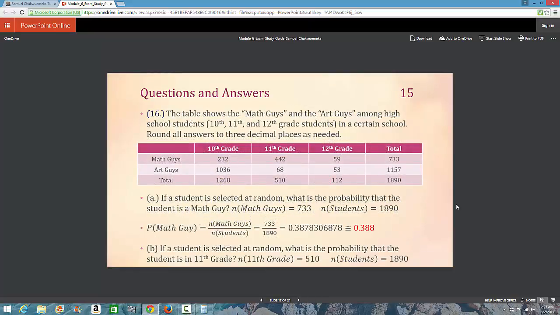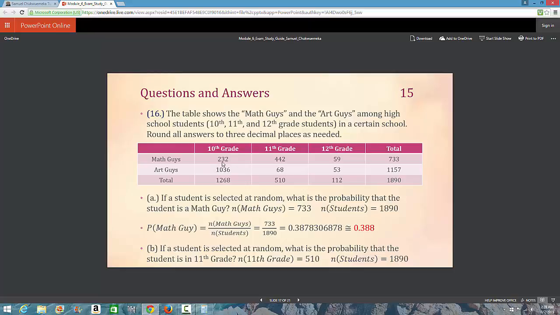Question 16. The table shows the math guys and the art guys. Which one do you go for? Do you go for math or do you go for art? Well, go for math. Math guys and art guys among high school students, 10th, 11th, and 12th grade students in a certain school. And you have to round all your answers to 3 decimal places as needed.